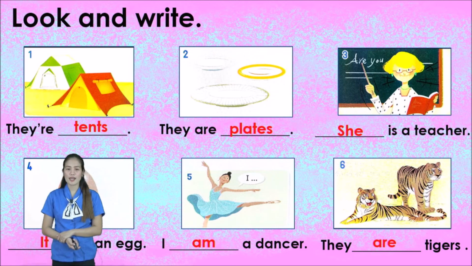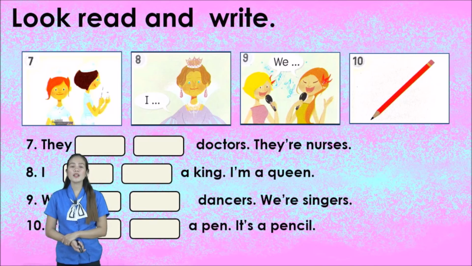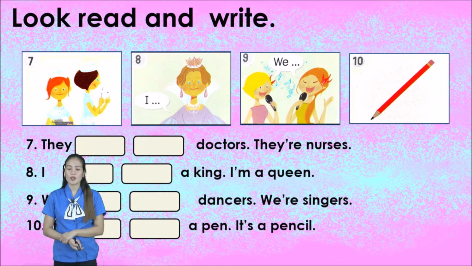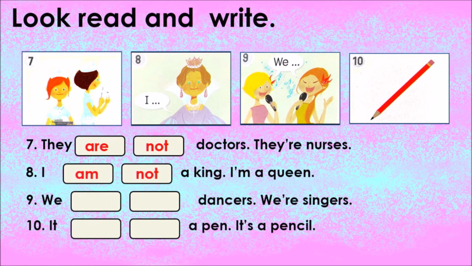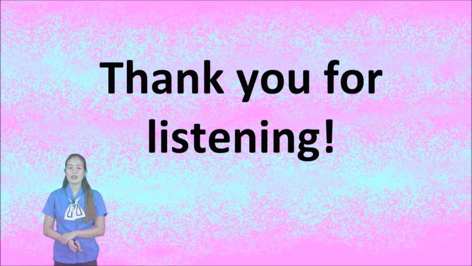Okay, kids, let's proceed to the next one. Look, read, and write. For number seven, look at the picture. They are not doctors. They are nurses. Number eight, I am not a king. I'm a queen. Number nine, we are not dancers. We're singers. And number 10, it is not a pen. It's a pencil.